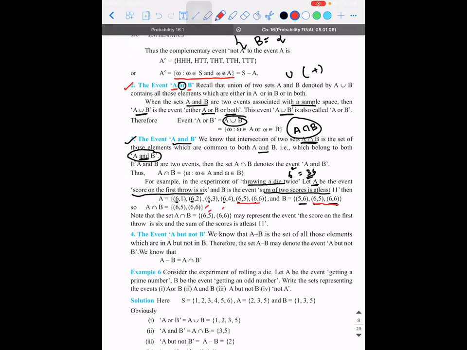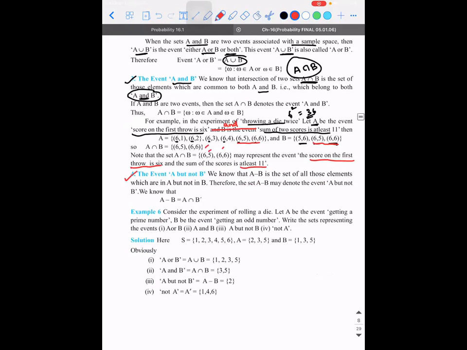And what does it state? The combined event of A and B states that the score on the first die is 6 and the sum of the scores is at least 11. And means you're taking both these events and putting an intersection between them. Am I right, guys? Are you able to understand? Yes, sir.